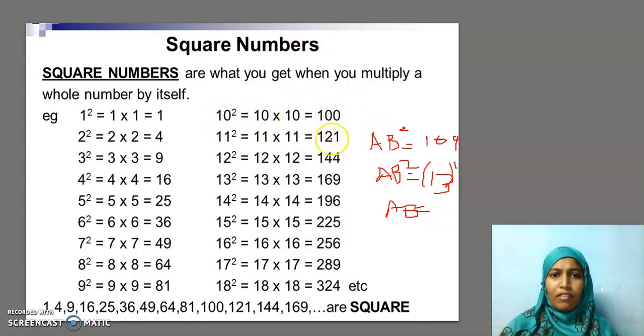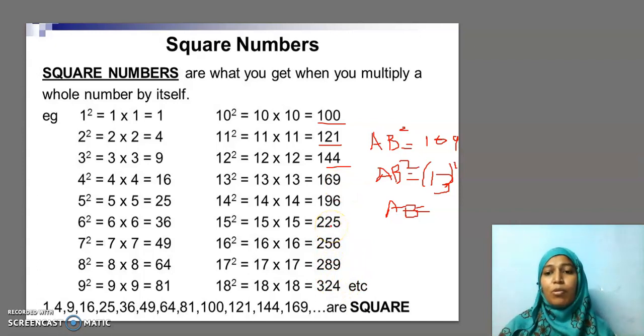Is it 10 or 11? Sorry, 10 or 100? It's 100, 121, 144. All these numbers are called perfect square numbers. You will learn in detail about these numbers and their properties in class 8. But for the time being, it's enough to have knowledge about this.